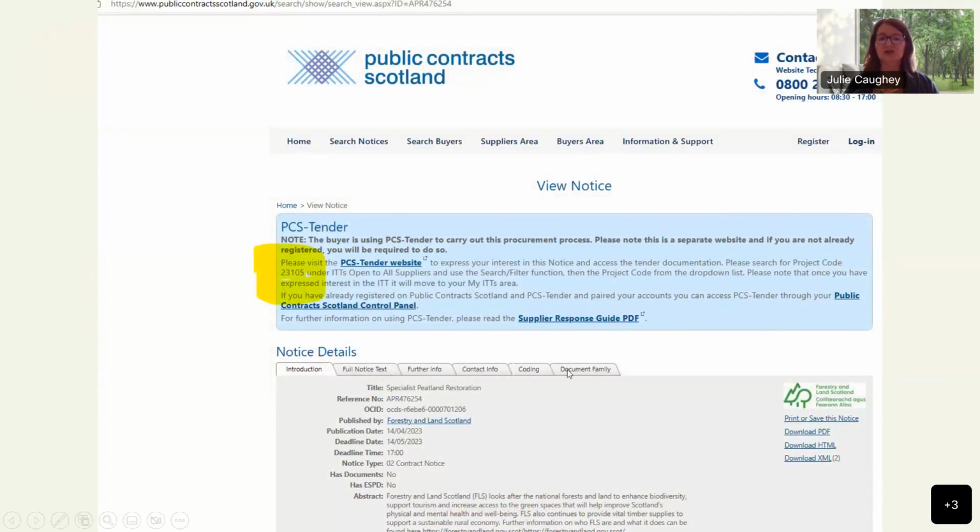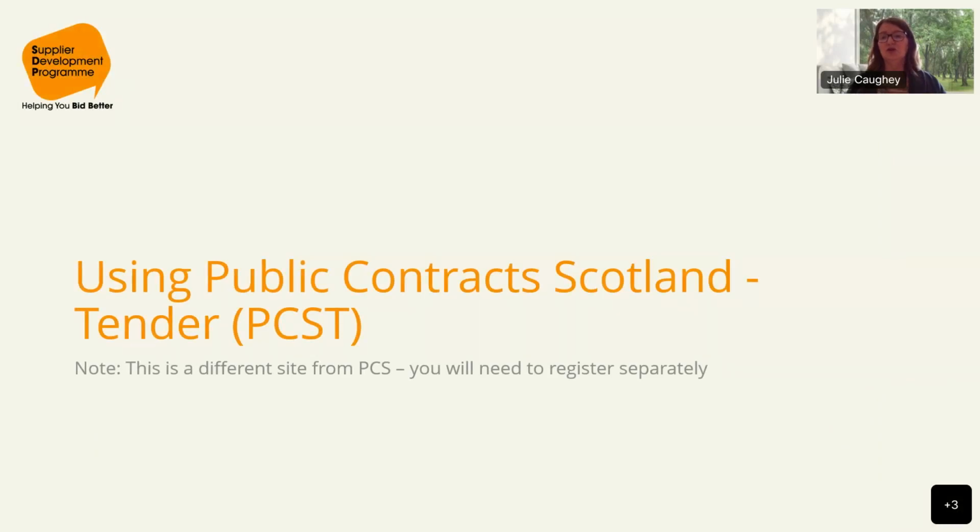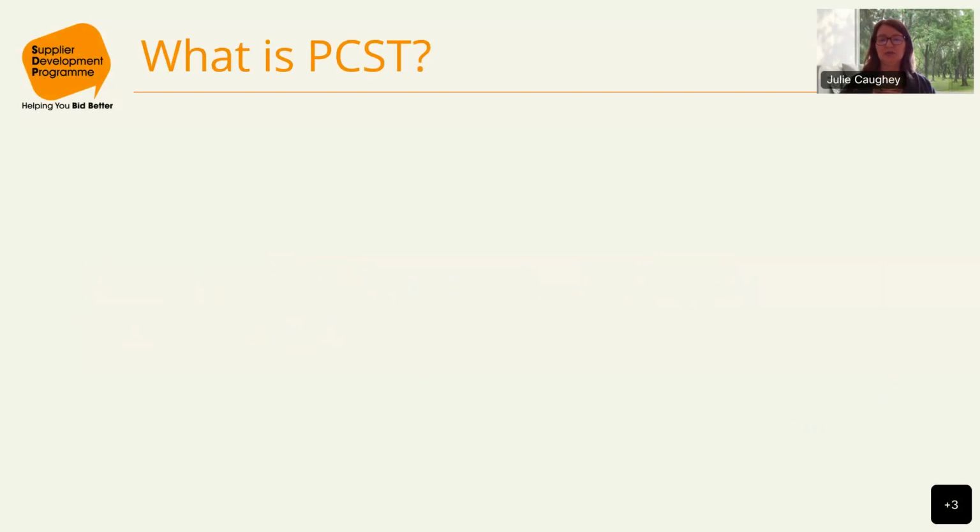and as you can see, there's lots of different tabs which you can read at your leisure. But also, just at the top here, it says we're using PCS-T, and the code is 23105, and it's under ITTs, and that's important because you need that when you want to find the actual tender in PCS-T, so 23105.